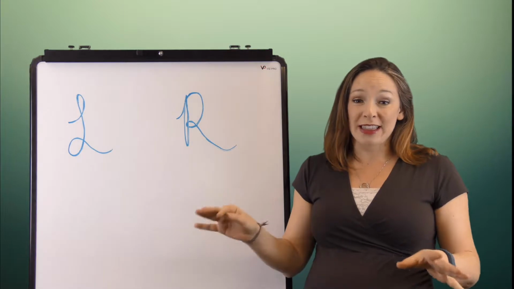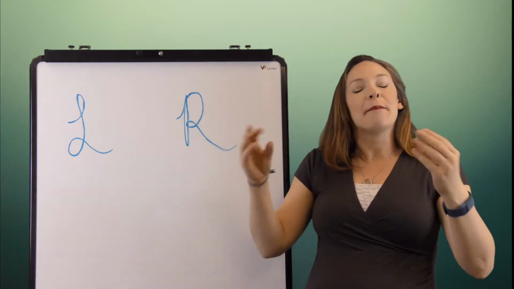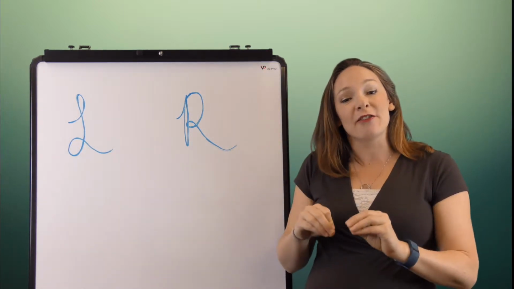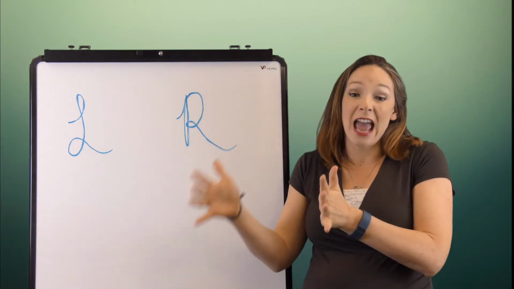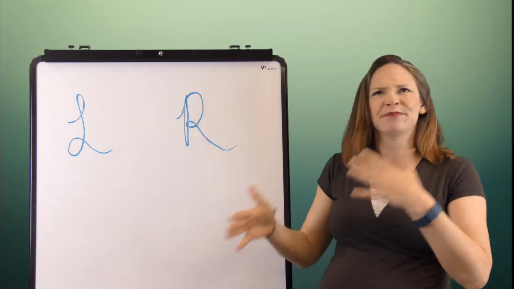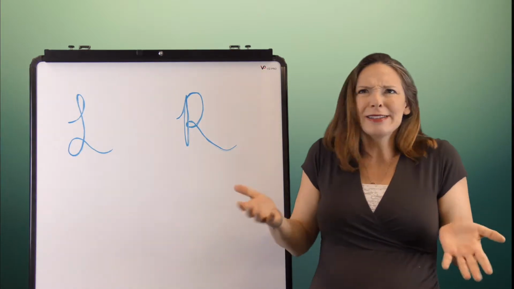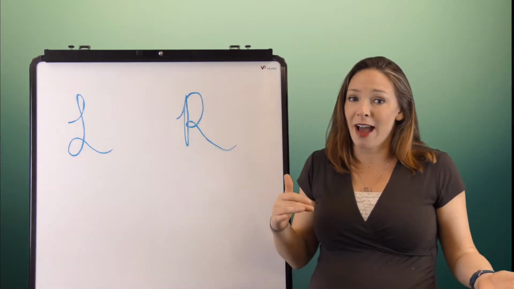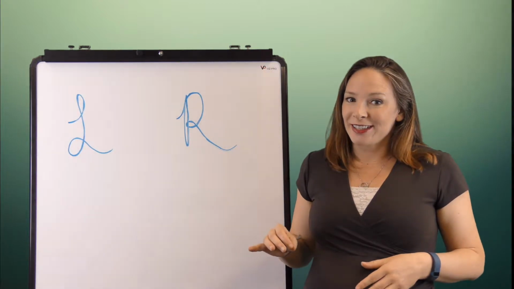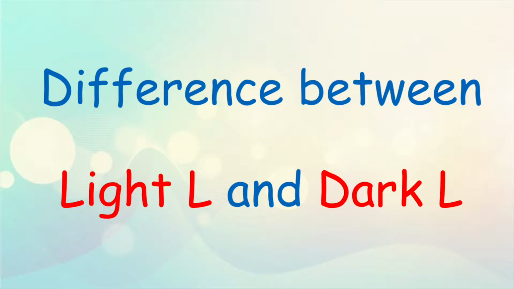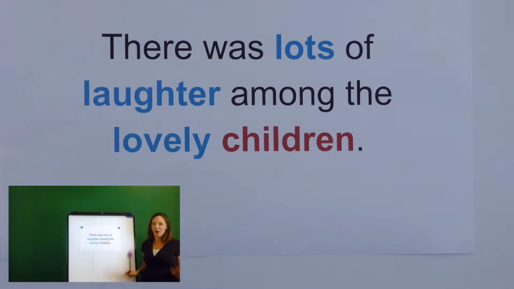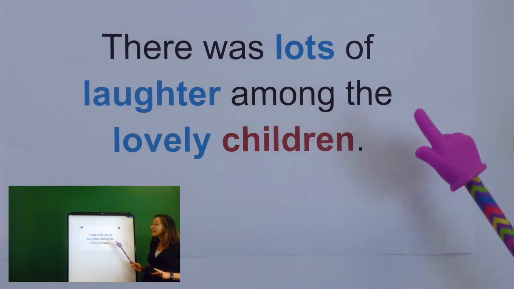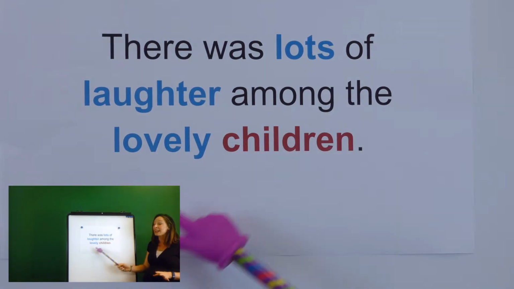A dark L is always at the end of the word. And the dark L is in the middle of a word if it comes in the middle of or at the end of a syllable. So this can get a little confusing. What is the difference between a dark L and a light L sound? Let's go over a few sentences so that we can show you. First sentence: there was lots of laughter among the lovely children.